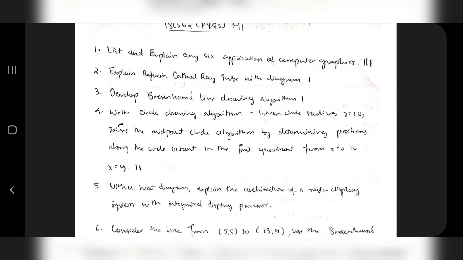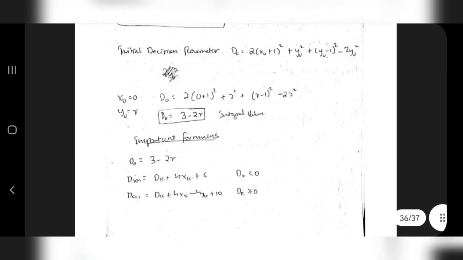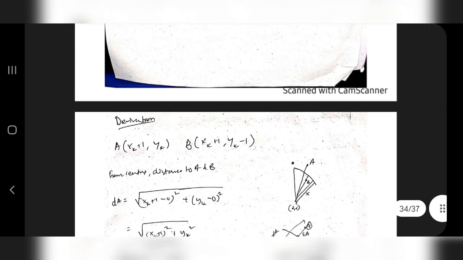See here: write the circle drawing algorithm, given the circle radius, solve using the midpoint circle algorithm. In that way, if they ask, whatever I have explained just now is the thing you have to write. So it's repeated two times here. Whereas the other one is Bresenham's actual algorithm, which is a slightly different one. But it is given in the syllabus and included in the syllabus, so they can equally ask this one as well.